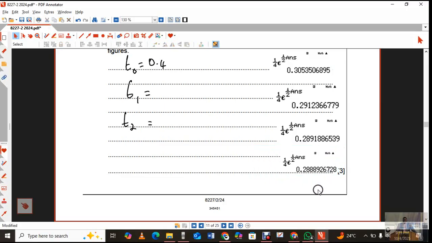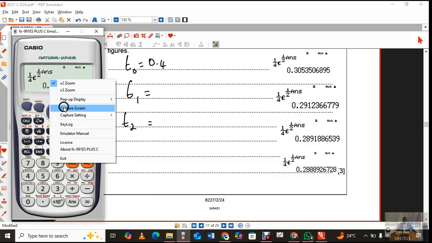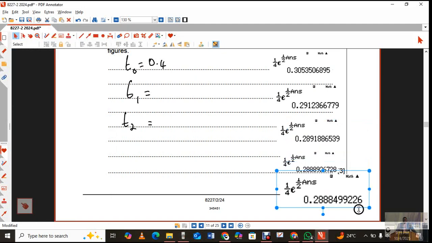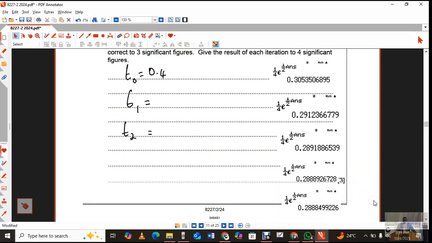I think I can do one more just to make sure, because I can see 0.289, 0.289, and that is what it is to 3 significant figures. Okay, maybe I'll just do another one and so on. Yeah, nothing much is happening, so we are on the right path as far as that iteration is concerned. So I think I did enough iteration to justify whatever my conclusion will be.